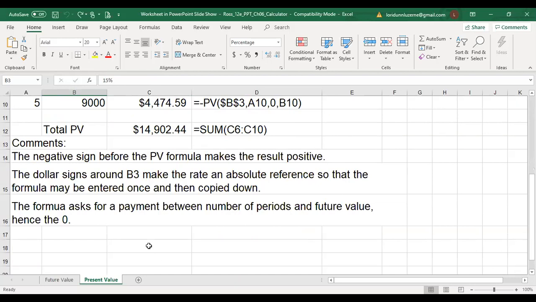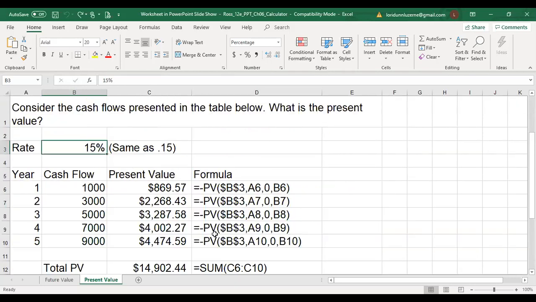The formula asks for a payment between number of periods and future value, hence zero. So we know when we're calculating present and future value, that PMT area is always zero, and that's that zero in the formula here. Okay, so we just wanted to review that. So if you're playing around in Excel, try it.